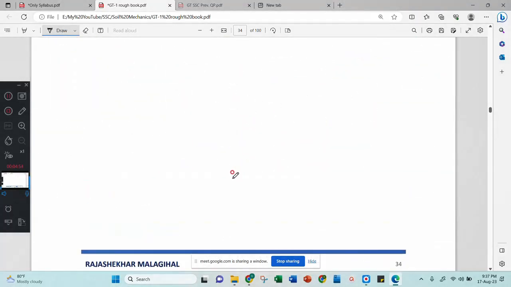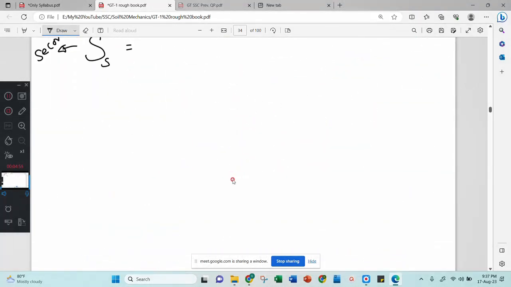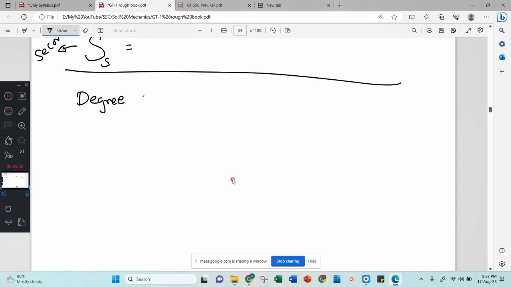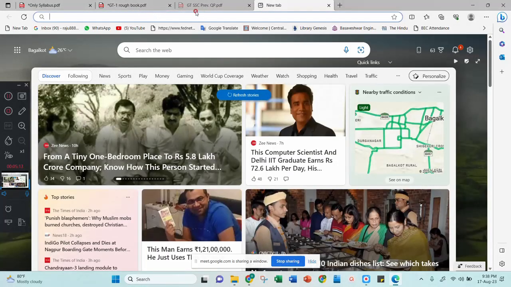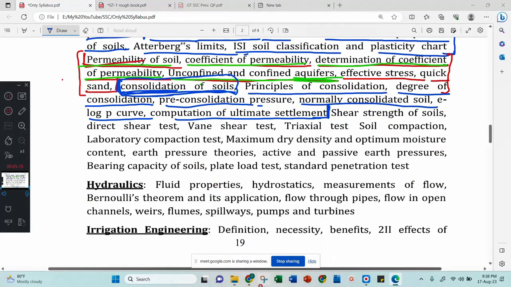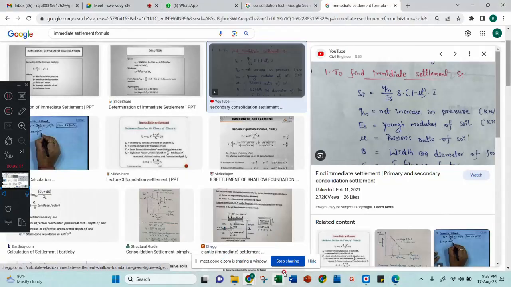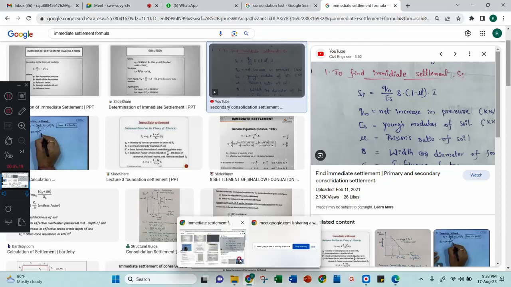Now, look here. I will introduce one more term, that is degree of consolidation. What is the meaning of degree of consolidation? It means how much percent consolidation has happened. Then what is consolidation? Consolidation is a process of what? Expelling water.